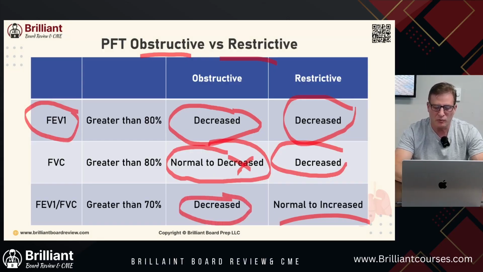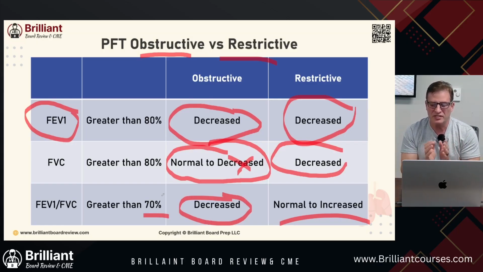And our point of inflection is 70, okay? So in this question, for FEV1/FVC, if it's decreased below 70, we look at it as obstructive in nature, okay? If it's normal to increased, we look at it as restrictive in nature.